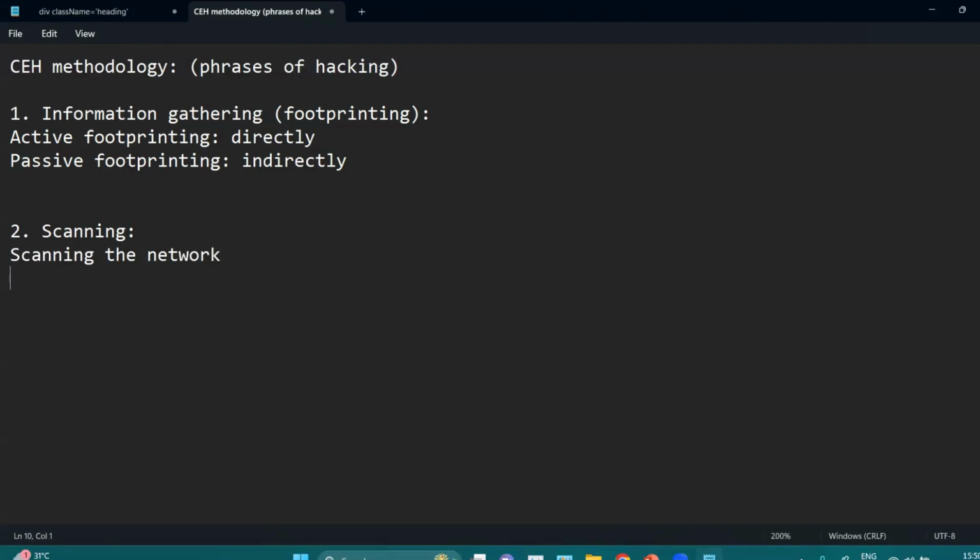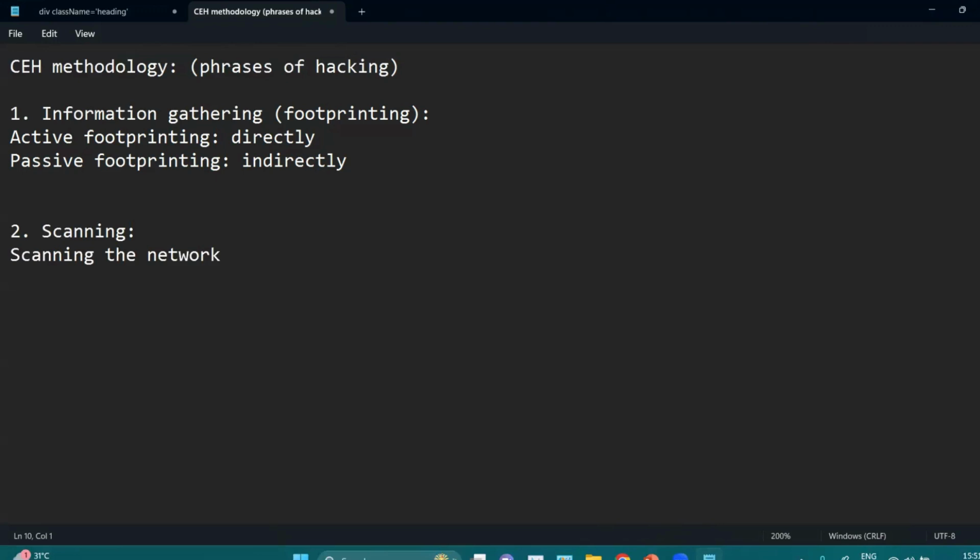So scanning the network is like, let's say you want to attack my company system. So now you will scan my company's network: how many systems are there, how many subnets are there. And if you want to hack my system, then you will find how many ports are open, how many protocols are there, how many services are running on those open ports, what are the versions, etc.